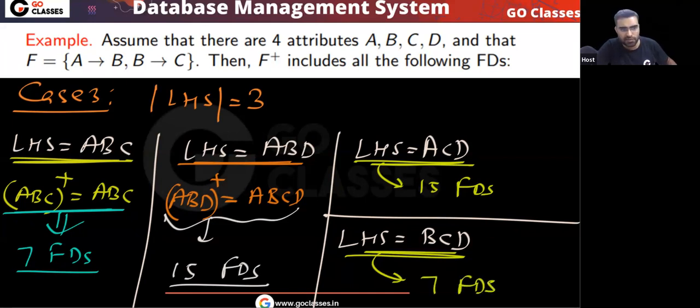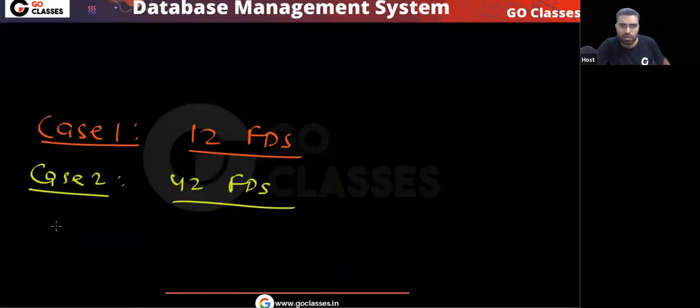So this case 3 has given you how many? Please tell me. Let me know. This case 3 has given you 44, right? Yes or no? So case 3.